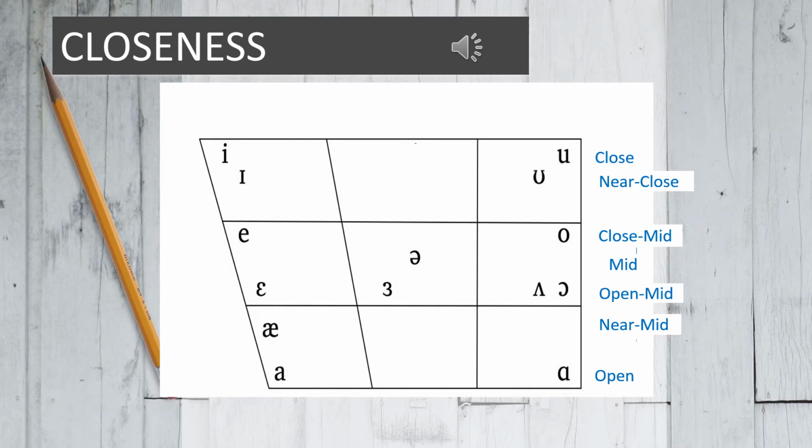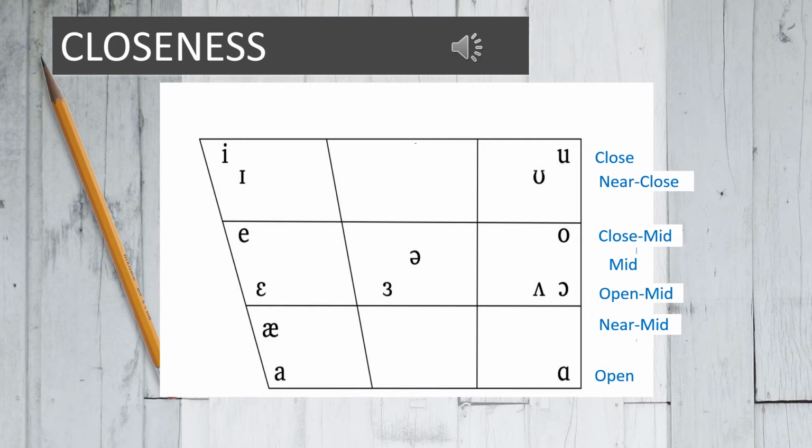And then, mid. Mid vowels use a middle position of the mandible with the tongue being located in a central position between the palatal area and the floor of the mouth. And then, open mid. Open mid vowels use a partially depressed position of the mandible with the tongue located halfway between the palatal area and the floor of the mouth. And then, open. Open vowels use a depressed position of the mandible with a low position of the tongue.